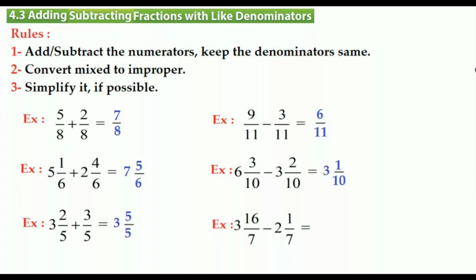Next question, next example. 3, there is no whole. 3 plus nothing is equal to 3. 2 plus 3 is equal to 5. 5, keep the denominator the same.